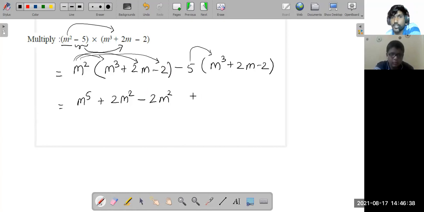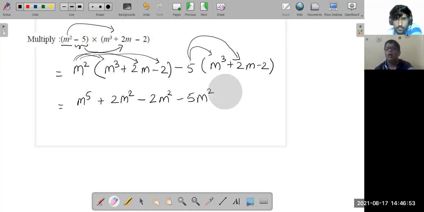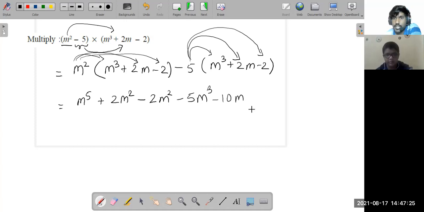Now, second, -5 into m cube will give you -5m cube. -5 into plus 2m will give minus 10m. It is just 10m, since 5 does not have a variable. And lastly, -5 into -2 is plus 10.